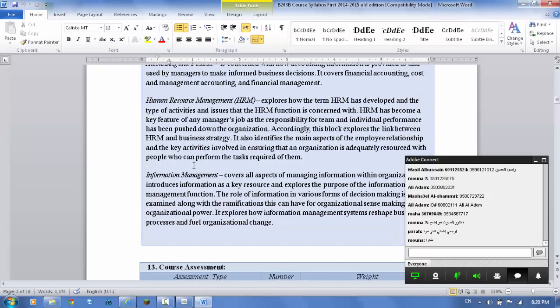Human resource management has a lot of theories and topics that are related to business and mainly to human resource management, like for example recruitment, selection, and performance management. All of these sub functions are related to human resource management in the organization.